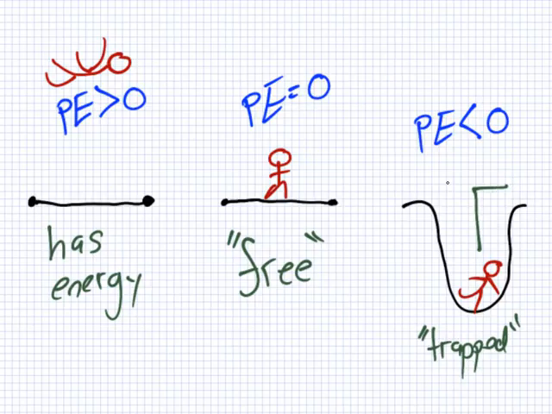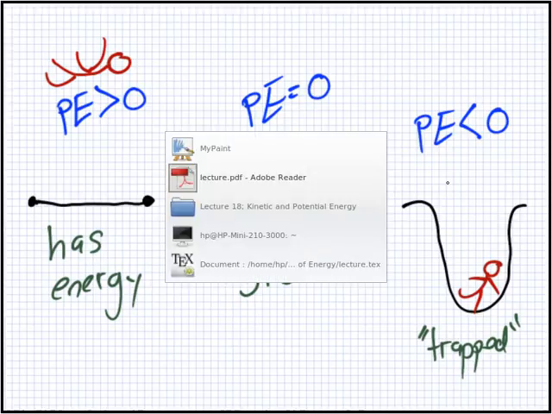Now, this is a lot like what you've done in chemistry. When the electron is on the atom, it's trapped. If you want to take the electron away, you have to give it energy. Okay? So if the potential energy is negative, we say it's trapped. It needs energy to be free. So I summarize that here in these bullet points.